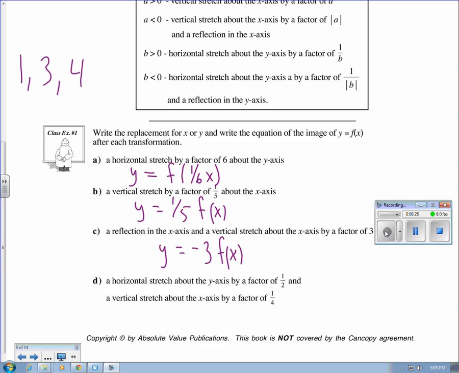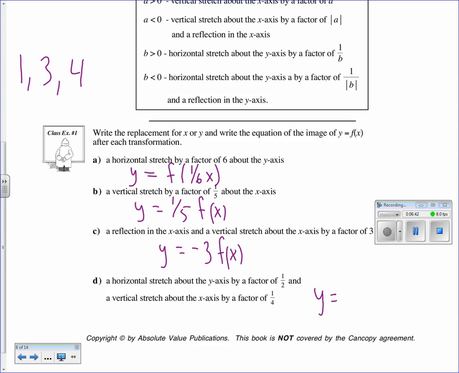A horizontal stretch about the y-axis by a factor of 1/2. So that leaves the y-axis alone, and then a vertical stretch. So the vertical stretch goes out in front. So that's y being vertically stretched by a factor of 1/4, which I can put directly in. But remember, the x's are always reciprocal. So when I have a horizontal stretch, I actually need to do the reciprocal of the stretch. So the reciprocal of 1/2 is 2.